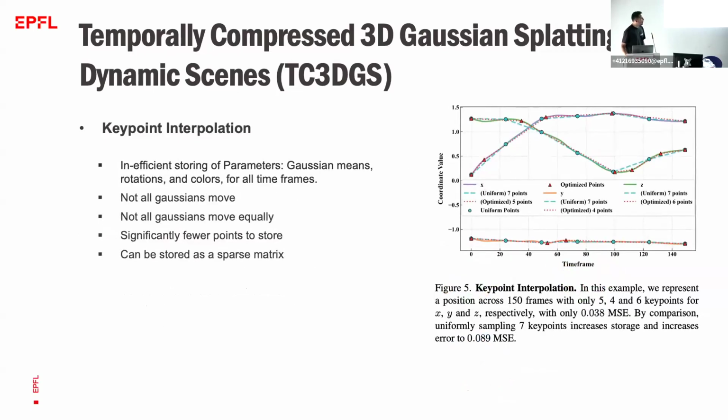And the last one: of course, people were using zip compression or Huffman compression just to store these sparse matrices. What we did was keypoint interpolation. For example, there could be a Gaussian which is not moving at all, like the background. It stays static throughout the 150 or 300 frames that you are capturing. So you do not need to store all these values for each frame. Instead, you can just store 2 or 3, for example for frame 0 and frame 150, and you can just interpolate, since it stays static. So you do not need to store the position for each frame.